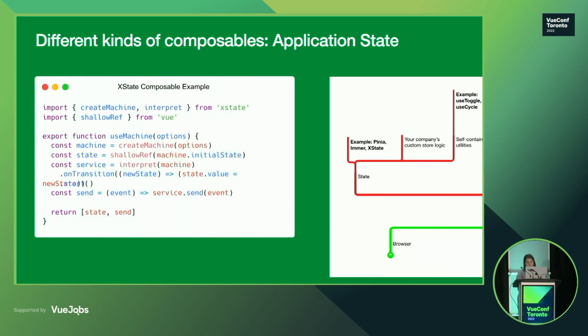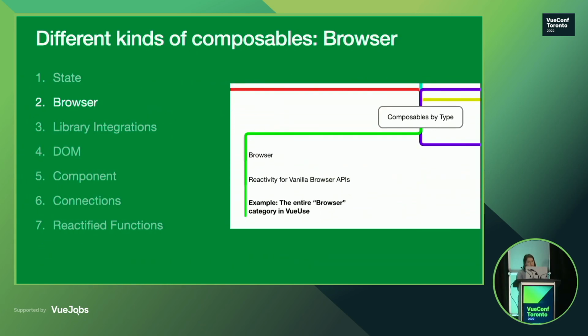Let's do it for XState. You can create machines now. You can use machines inside of your components using composables. It's pretty cool. So that was the first type. That was state, right? We have our simple stuff like our refs, our computed, our methods, and then we have our exciting stuff, that big application state. You can do it vanilla and tie into Vue with the Composition API, or you can do it using a Vue-first state management library like Pinia.